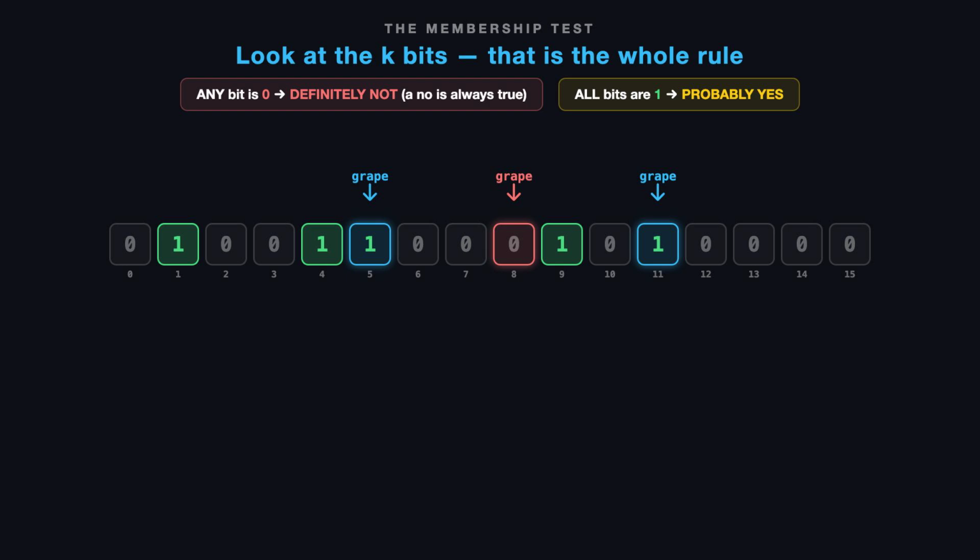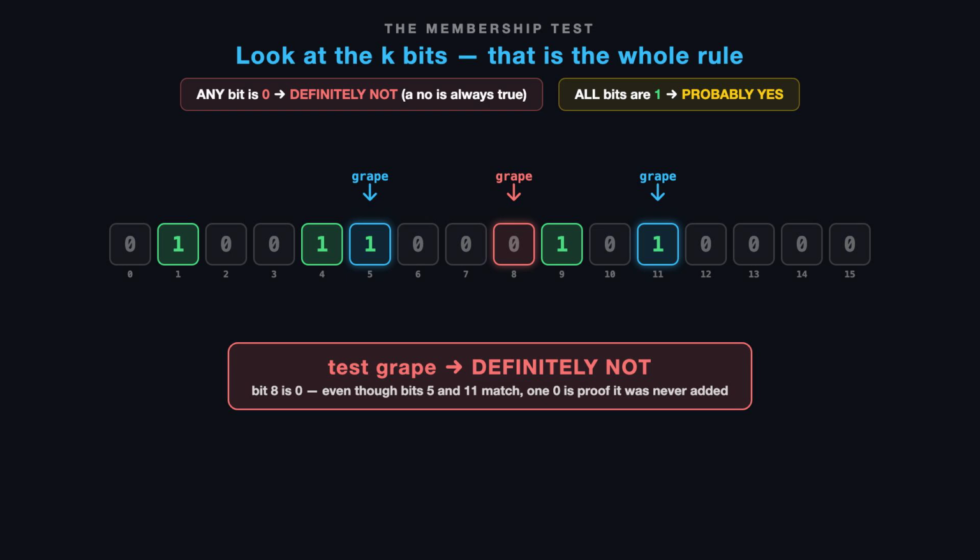Let us test grape. Grape hashes to 5, 8, and 11. Bit 5 is on. Bit 11 is on. But bit 8? Bit 8 is still 0. 1 0 is enough. Definitely not here, grape was never added, and the filter knows it for certain.